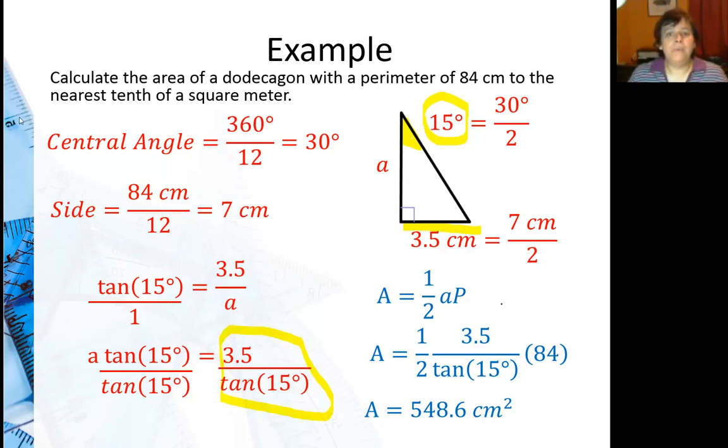So again, what we're doing is pretty much the same steps to find the apothem, and now we just have this extra step where we're using the area formula to combine the perimeter and the apothem.